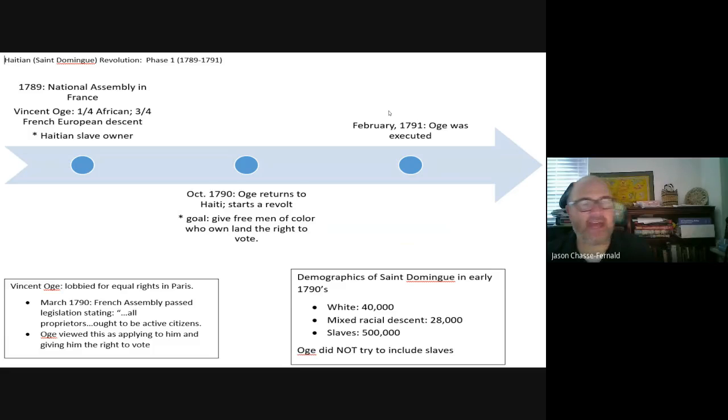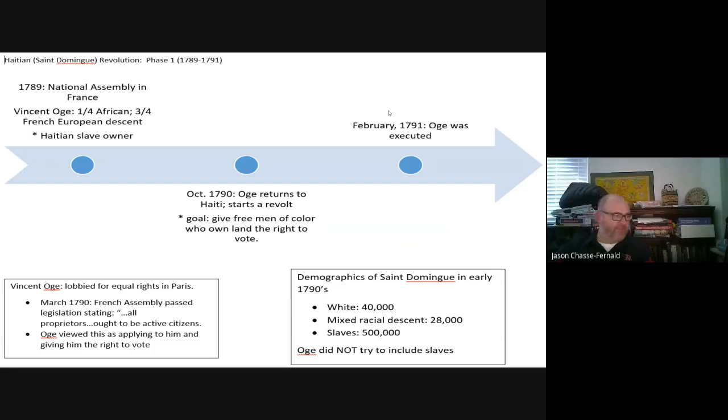So, in 1789, the National Assembly will meet in France, and we have this Vincent Oge, who is 1/4 of African descent, 3/4 of French descent. He is a Haitian slave owner, and of course, he's literally in Paris as the revolution breaks out. So he will be in there and he'll lobby for equal rights, right?